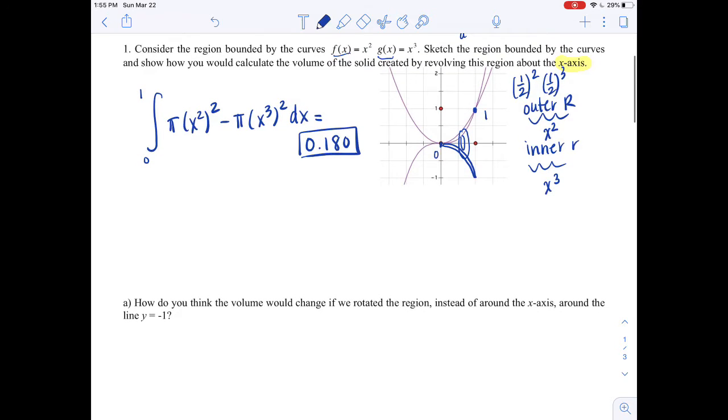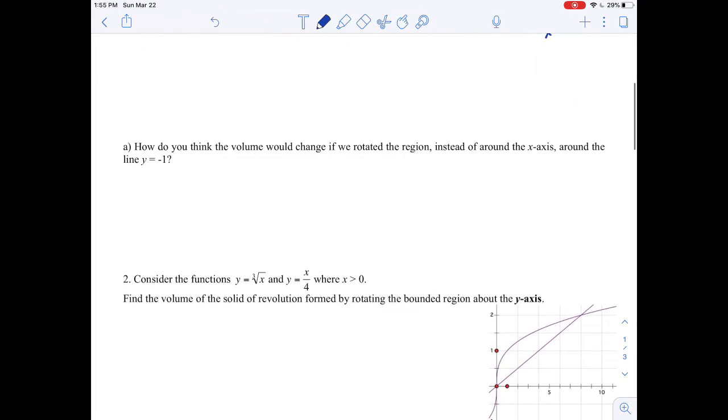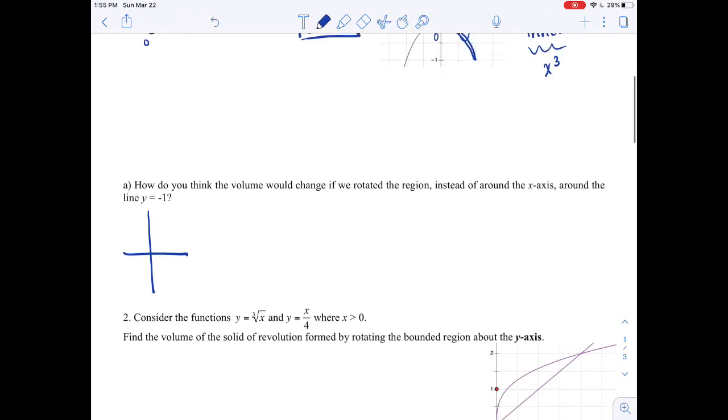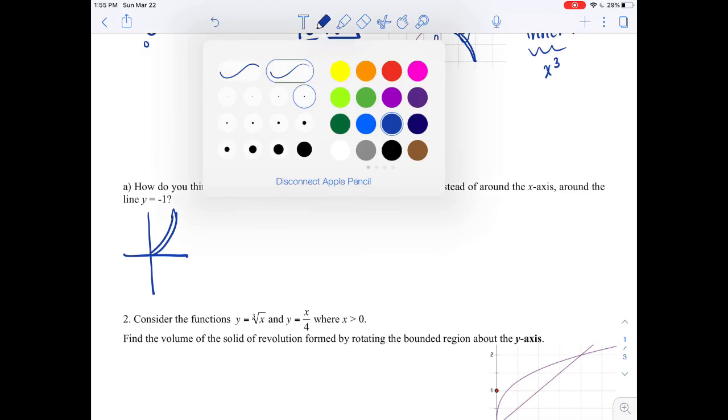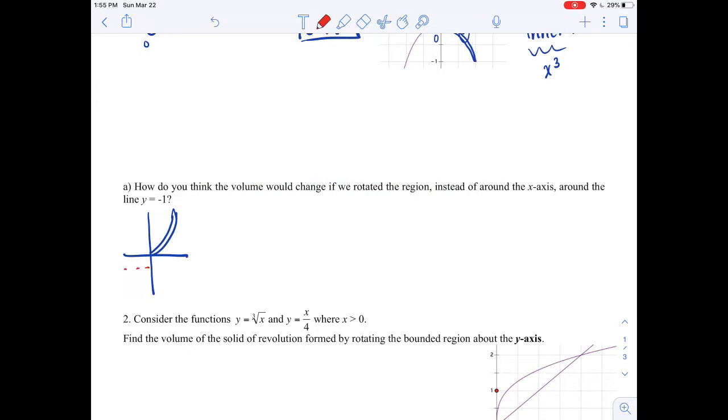So if you take a look at part A, the additional part of this question, it says, how do you think that the volume would change if we rotated this region instead of around the x-axis, around the line y equals -1? So let me redraw a sketch of what the original region looks like. It looks something like this. Now instead of revolving around the x-axis, we're going to revolve around the line y equals -1.